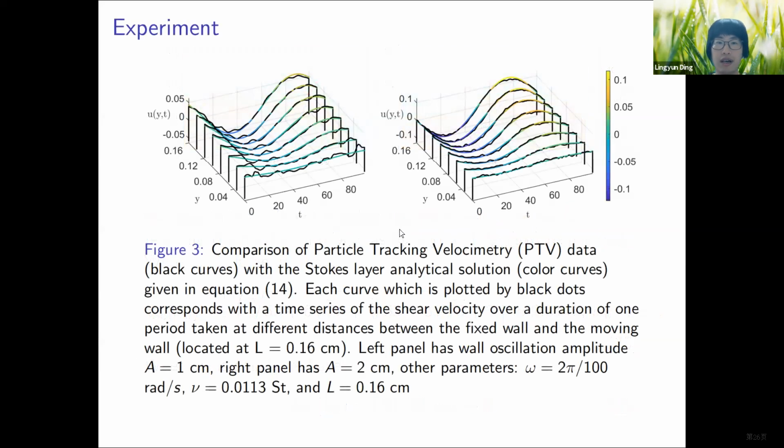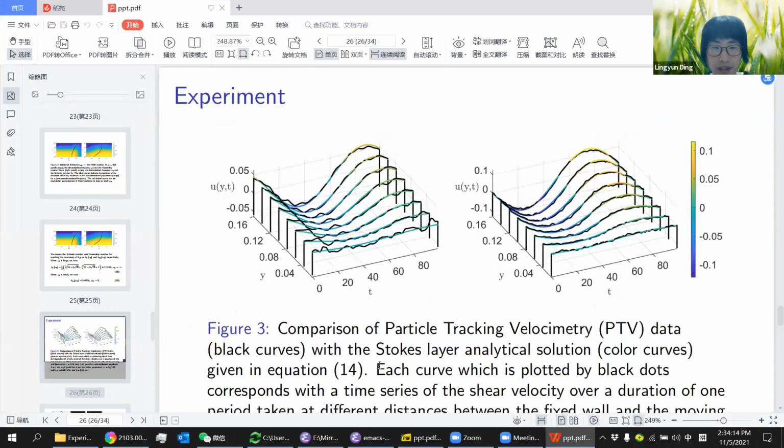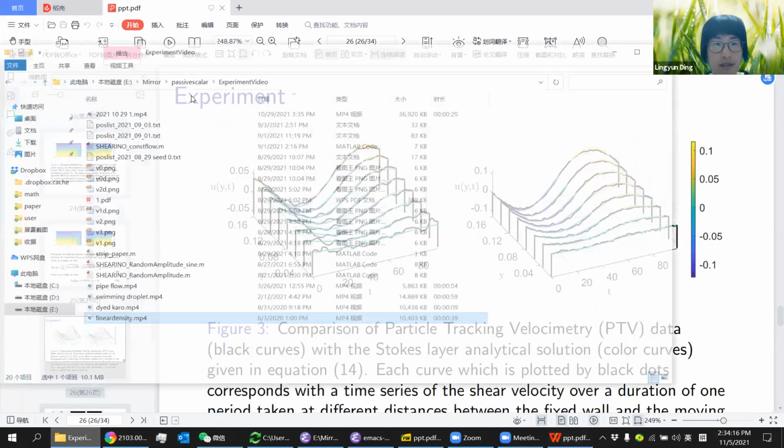Okay, so let's take a look at the experimental result. First, we want to experimentally verify the velocity profile. Here we use a technique called particle tracking velocimetry. I can show you a video about this technique.